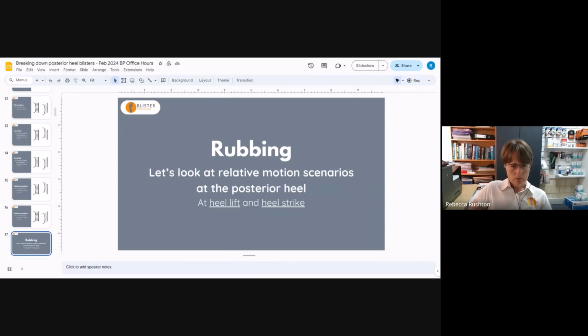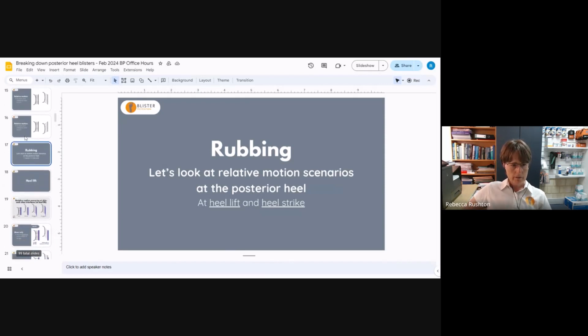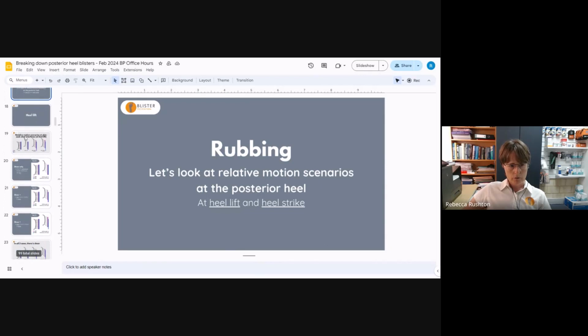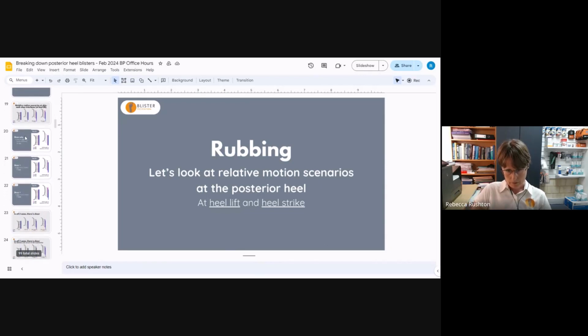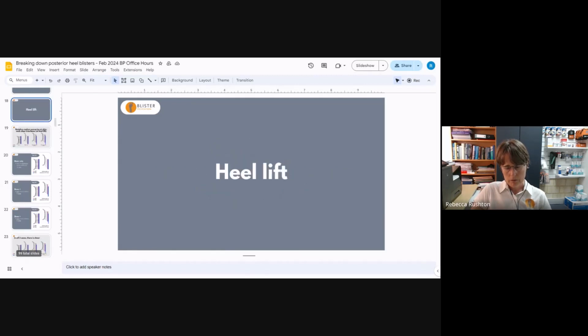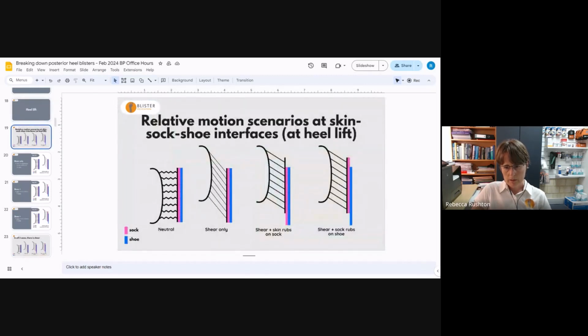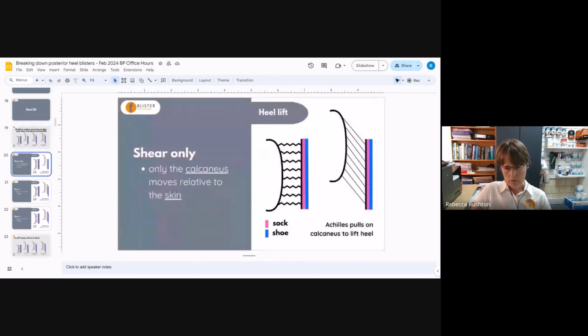So let's have a look at some rubbing scenarios or some relative motion scenarios, same thing. I use those two terms synonymously. At the posterior heel, at heel lift and heel strike. So first of all, heel lift. Now, I apologise for the complexity of this slide, but essentially we're going to compare these three scenarios to the neutral or relaxed state. So let's have a look at each one.